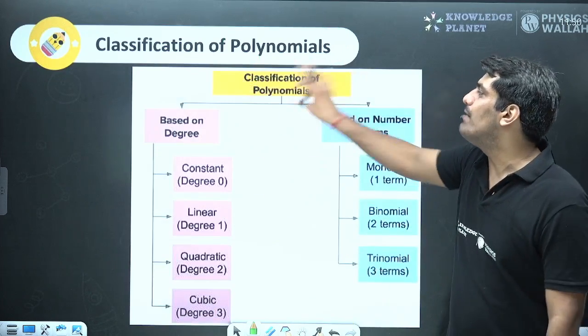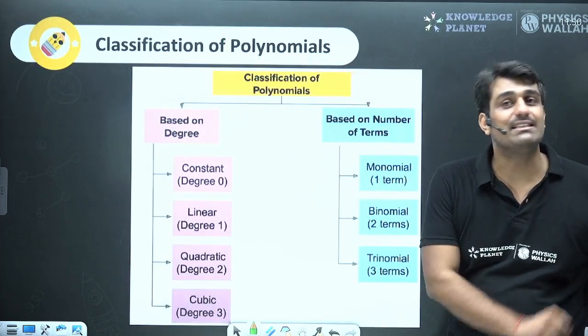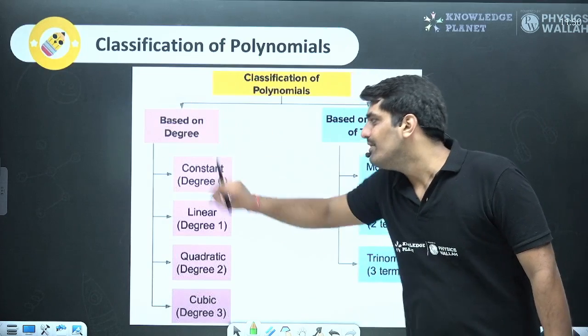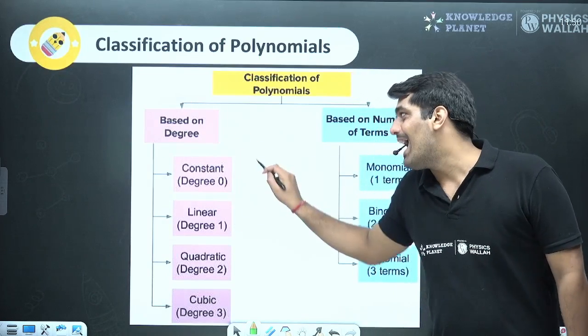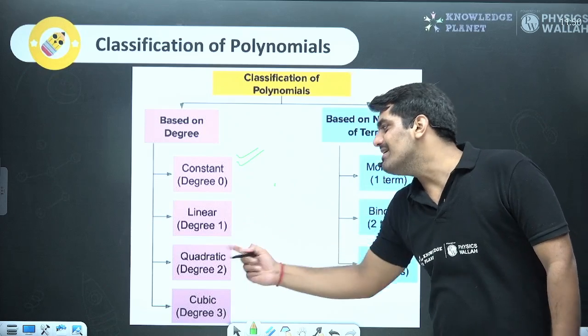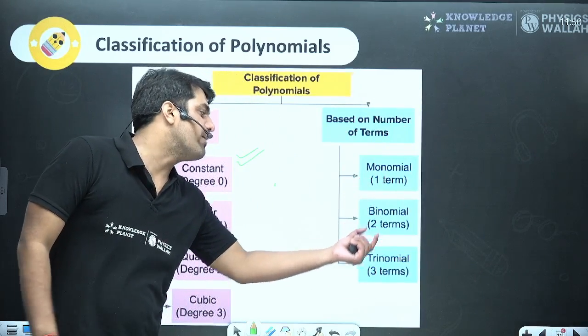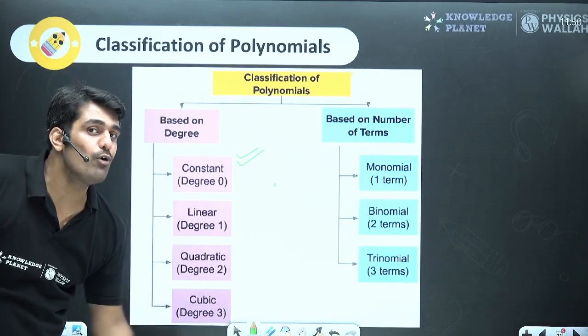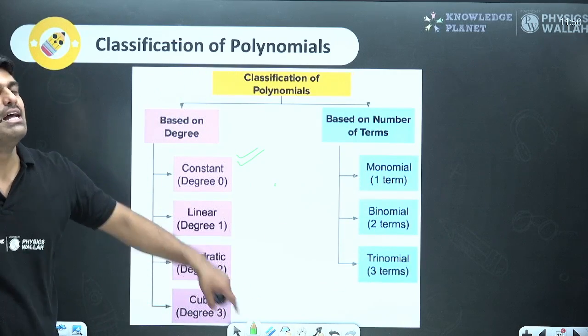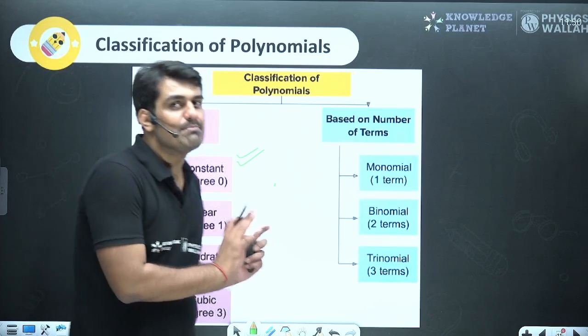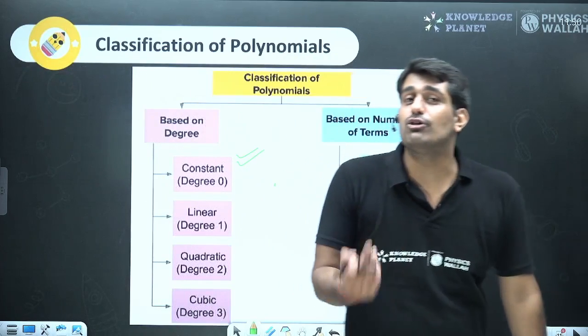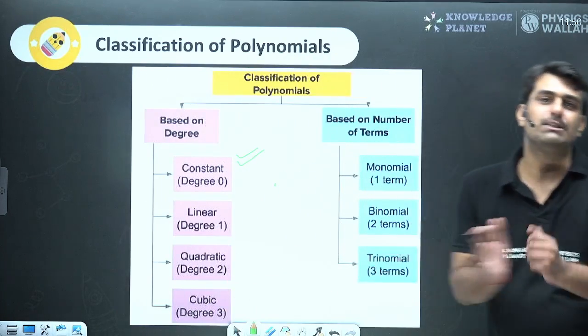Finally, this is the summary of what I have told about the classification. Classification based on degree, we have constant, that is 0. I have talked about it already. We have linear, quadratic, cubic. And based on the terms, we have monomial, binomial, trinomial. And this table can go on. It's not that this is the last of it. It can go on, but we are interested in this much because the question relates most of the time with this part.